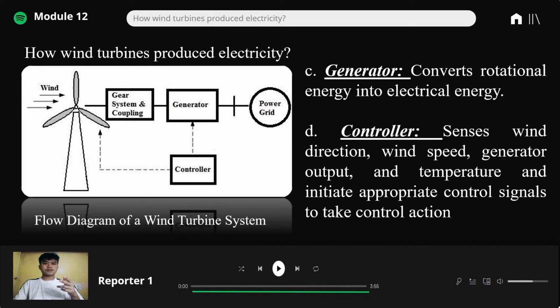And lastly is the controller. It senses wind direction, wind speed, generator output, and temperature, and initiates appropriate control signals to take control action. The wind turbine controller consists of a number of computers that continuously monitor the condition of the wind turbine and collect statistics on its operation. As the name implies, the controller also controls a large number of switches, hydraulic pumps, valves, and motors within the wind turbine.